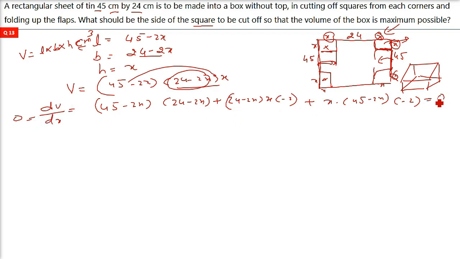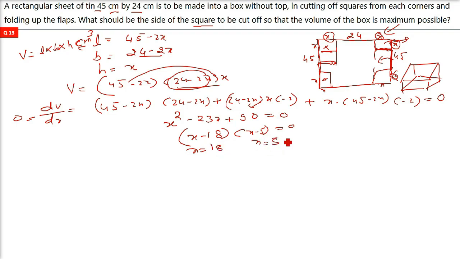Because of the limitation of time, I hope you'll be able to do the multiplication and equate it to 0. My intent is to give you the expression that is going to be formed finally. Factorization, multiplication, differentiation, all these are your responsibility. The basic expression which is being formed is in front of you, and there will be factors x minus 18, x minus 5. If you multiply this, you are going to get the original expression. When you equate it to 0, x will be 18 and x will be 5.